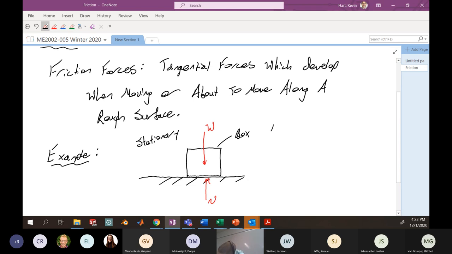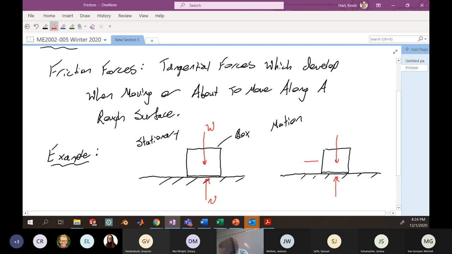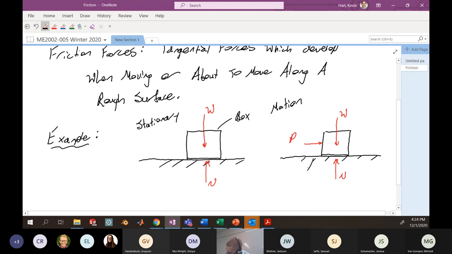Okay, so if we want to move it, so let's say motion, I still have my same flat plane, and I've got my box now. I still have the weight of the box acting downward, and I still have the normal force acting upwards. Now, if I want to move this, I'm going to apply some force to it. Maybe I'm trying to move it to the right. And so let's apply some force, and let's call that force capital P. Right? Now, if the surface is not frictionless, okay, so let's say that this surface is rough.